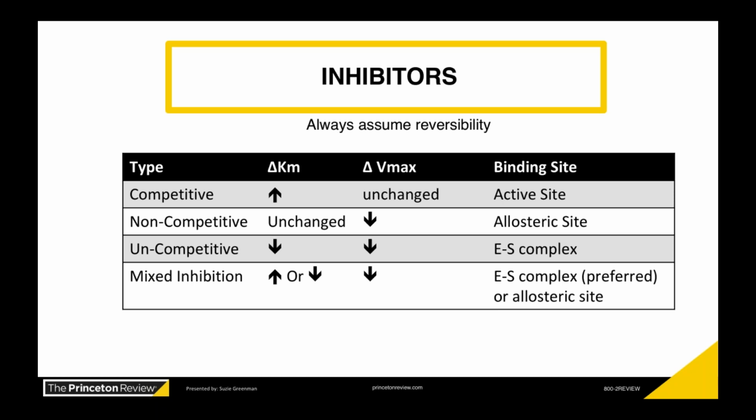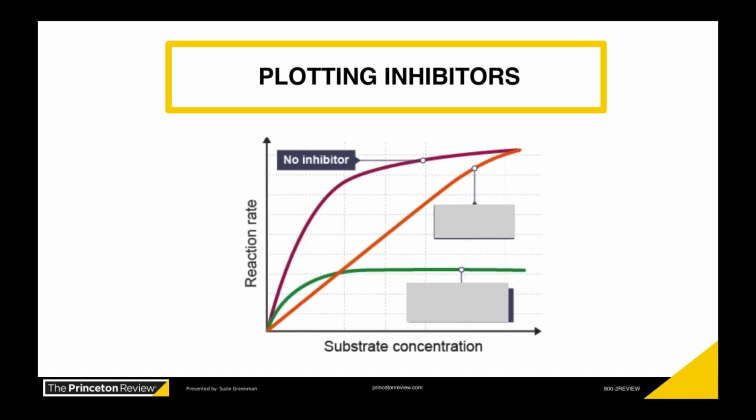Okay, so if you're given a question on inhibitors, a lot of times it's going to be in the form of a graph. So you'll be given a graph like, oh, reaction 1 looked like this, and then we put in compound 1 and it looked like this, and then we put in compound 2 and it looked like this. So compound 1 is what kind of inhibitor?